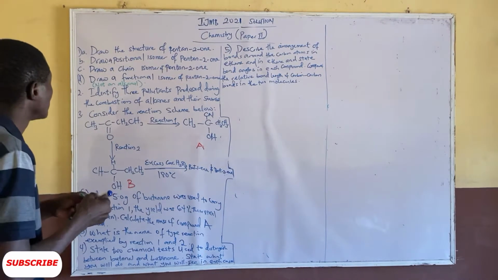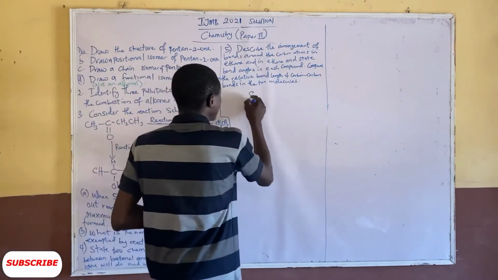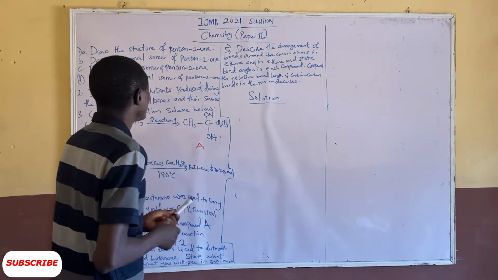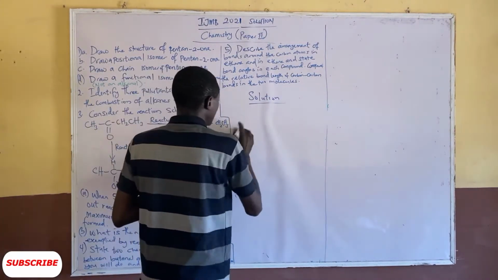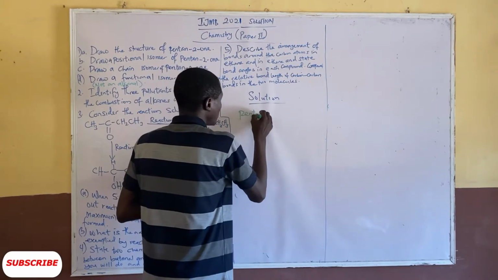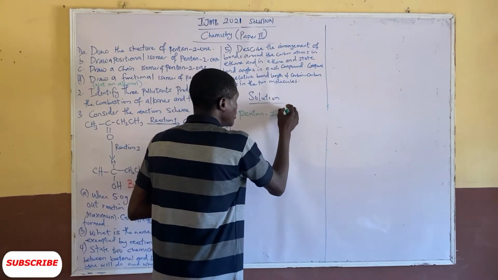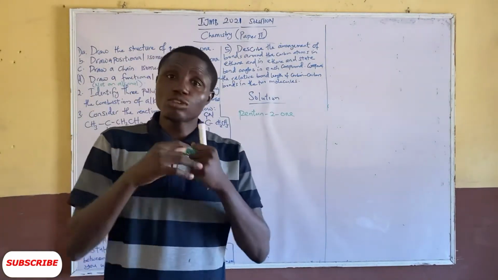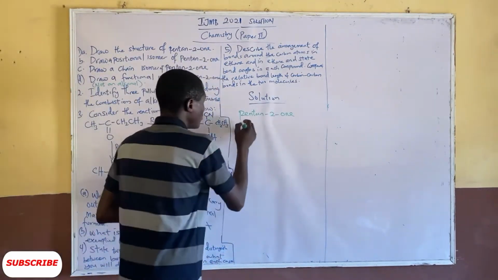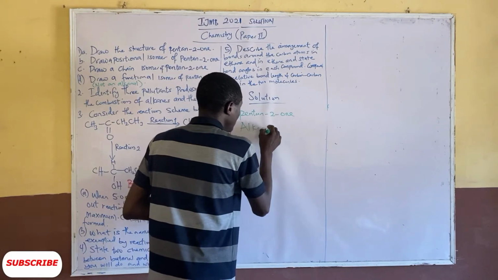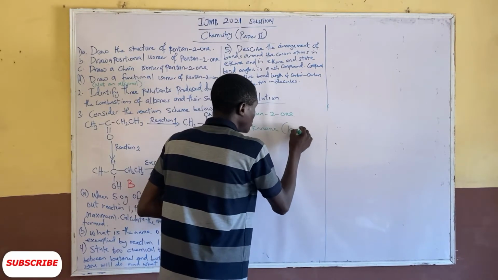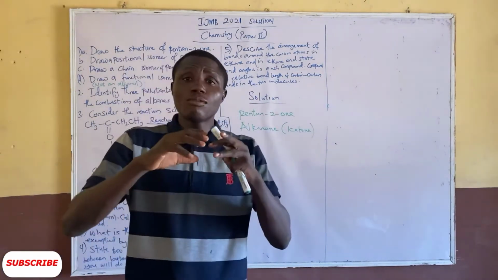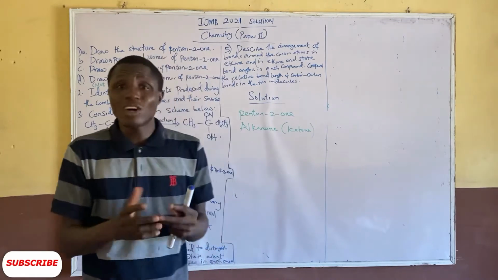We are asked to draw the structure of pentan-2-one. Now the "one" here signifies that the compound belongs to the family of alkanones, that is the ketone group. The "one" there shows that the compound belongs to the family called alkanone, known as the ketone group.